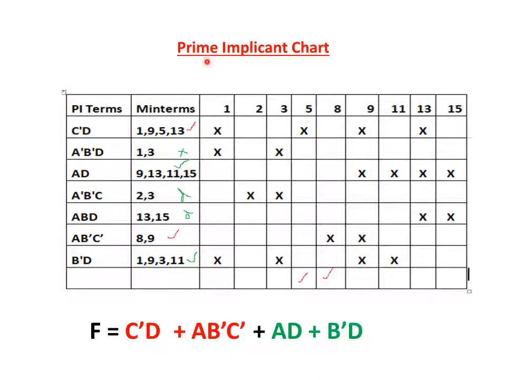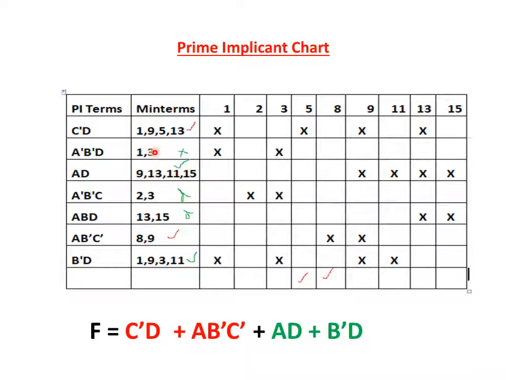So now our essential prime implicant terms are found. That's the red color combinations. Now we will see which of the remaining prime implicants come under the final expression to simplify the output. So here we will see 1 3, 9 13 11 15. Here 4 min terms are grouped.